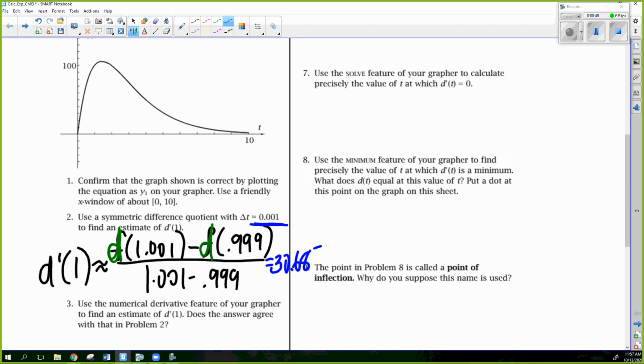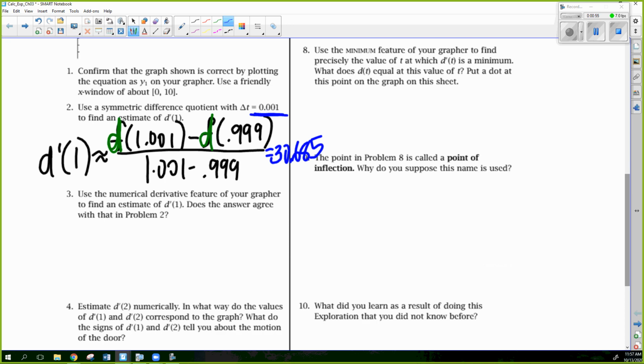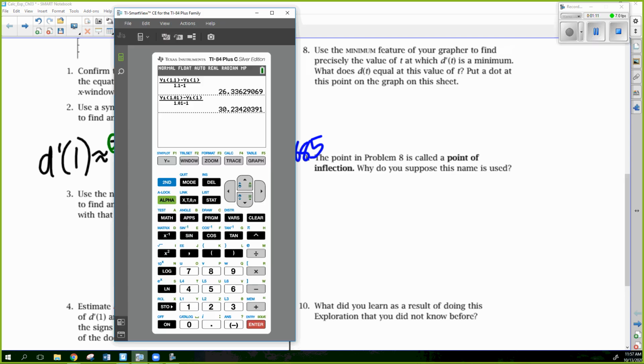30.685, and so on, right? But if we round it, 30.685. Now what I want to show you is that there is actually a feature on your calculator that will take the derivative without having to use a difference quotient. All right, so let me pull up my calculator here.